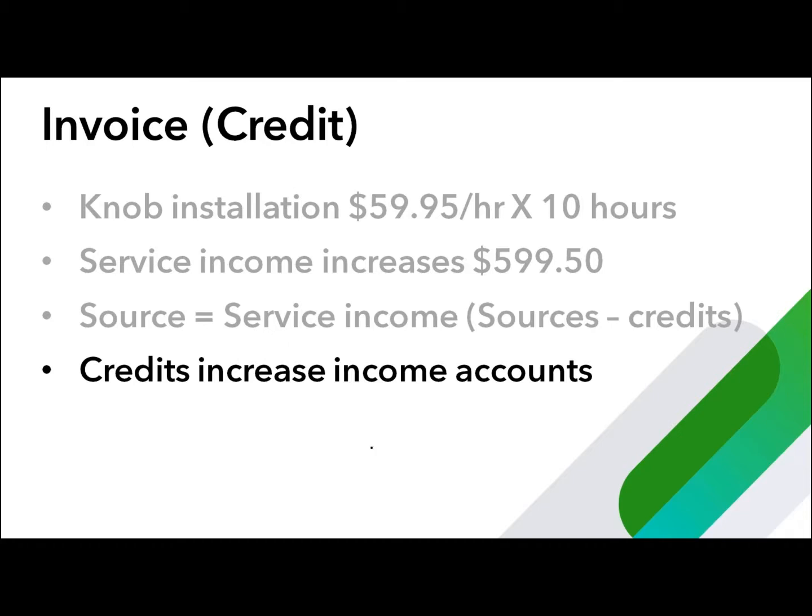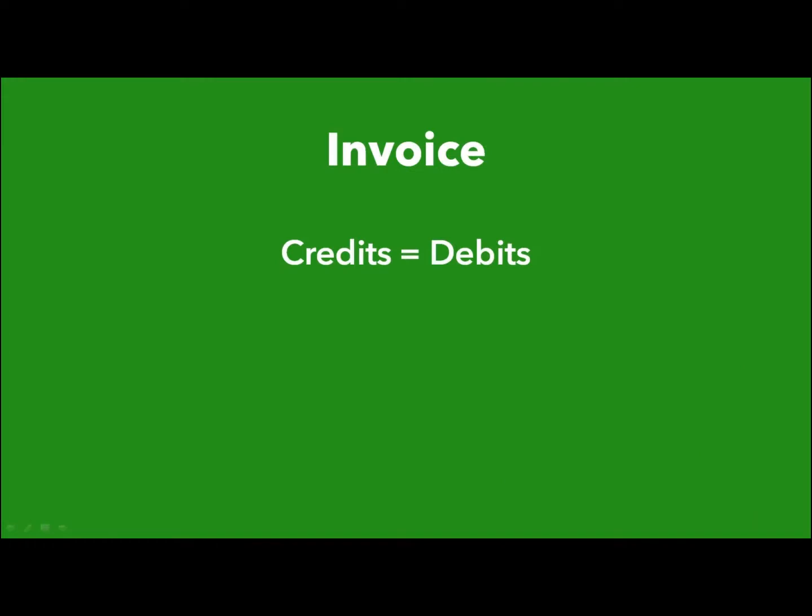First, draw the service income account as a T. Remember, credits appear on the right. Enter the credit of $599.50 for the sale. That's the credit, but remember, credits must equal debits. The source of the money must equal the use, or where the money goes. Where did the money go?